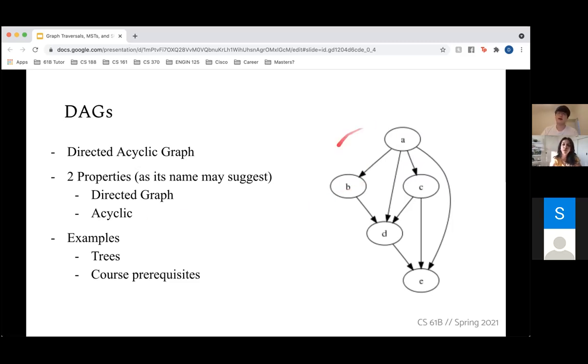To our right, I give an example of what a DAG might look like. Some examples of DAGs that you may have already seen are trees. Trees are a subcategory of directed acyclic graphs. You may also see course prerequisites, which can also be represented as directed acyclic graphs.